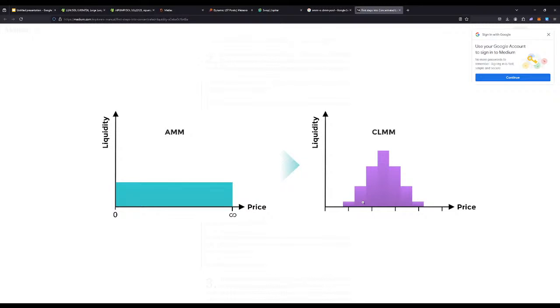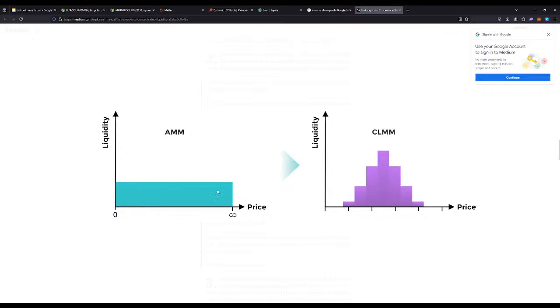So if you do not want to actively manage it and want to leave it over a period of time, then you would obviously choose a slightly wider range. When we are selecting that slightly wider range, even in that range, although most of our liquidity is concentrated around the active price, as the price starts to move, lesser and lesser amount of liquidity is actually active for us.